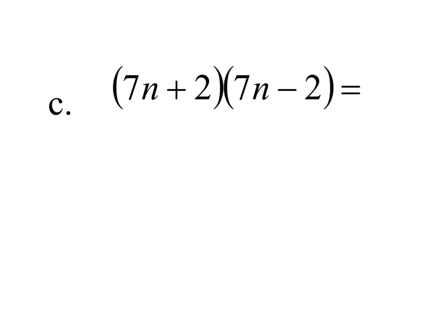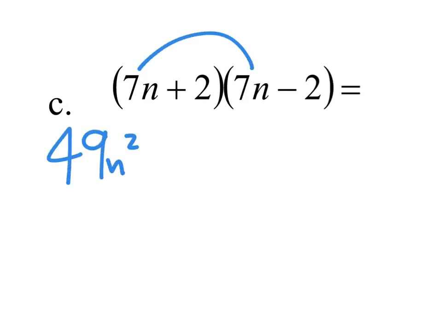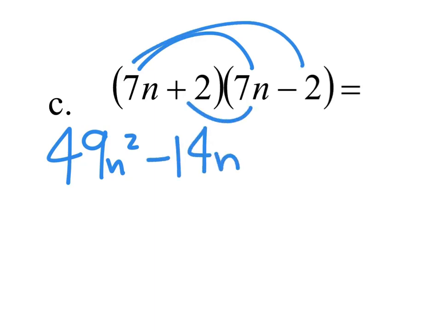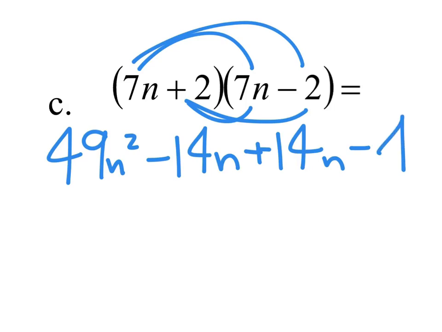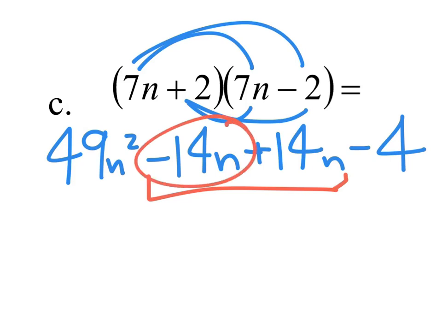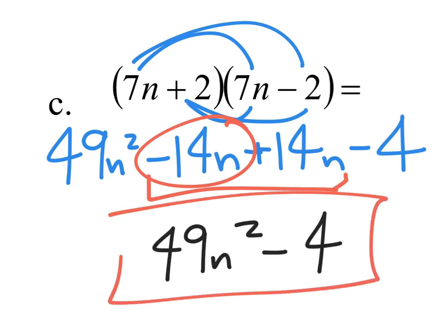Let's take a look at question 1c. We're going to be multiplying 7n times 7n. That's going to give us 49n squared. 7n times negative 2 is going to give us negative 14n. 2 times 7n is going to give us positive 14n. And then lastly, 2 times negative 2 is going to give us negative 4. And can we combine like terms? We sure can. And I know that negative 14n plus 14n cancels out to 0, right? So we're left with simply 49n squared minus 4. This is our answer.